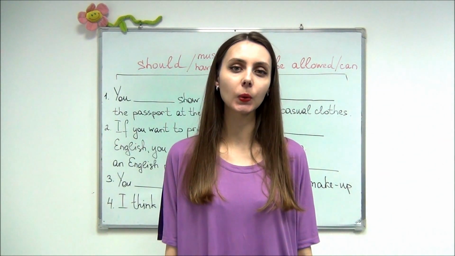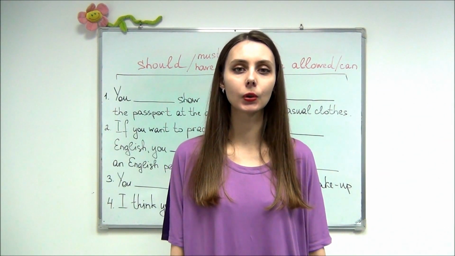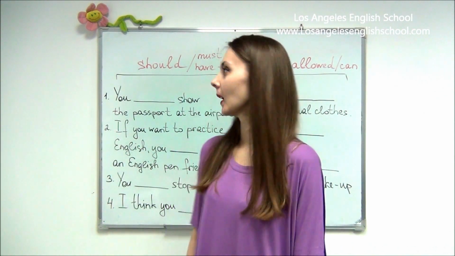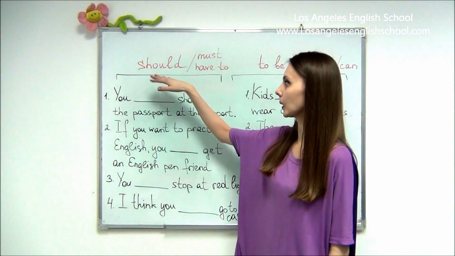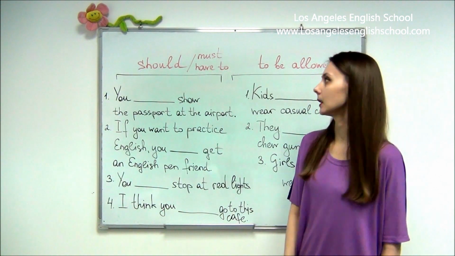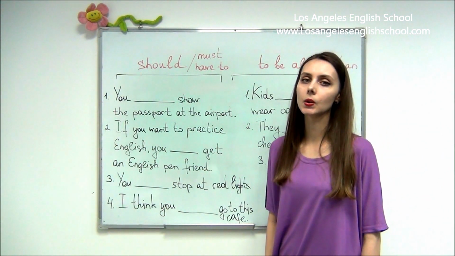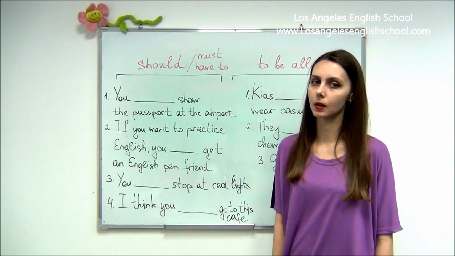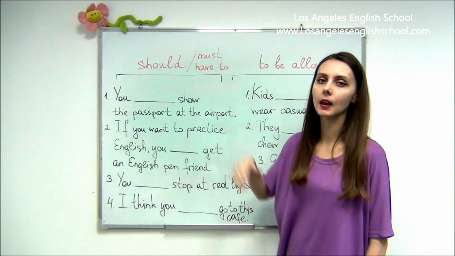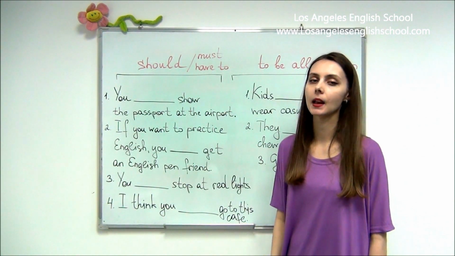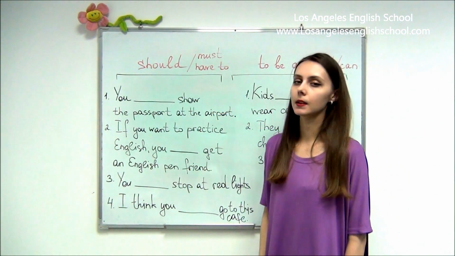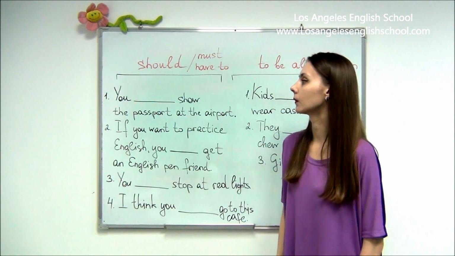In this video we're going to look at the usage of should and to be allowed. And I would like you to look at the board. What is the difference between should and must and have to? If you have watched my previous video on must and have to, you already know the difference between these two modal verbs. So let's refresh a little bit in your memory. Must and have to are very similar and express strong obligations. If we talk about should, what's the difference between should, must and have to?